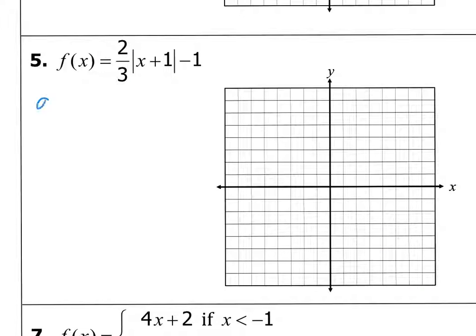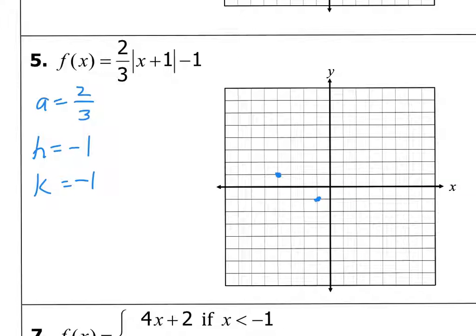Okay, here we have A equals 2/3. So since 2/3 is less than 1, we're going to end up with a compression. So it's actually going to be fatter, if you will, than the parent function. So we have A equals 2/3, we have H equals -1, and we have K equals -1. So our vertex is going to be at -1, -1, so it's going to be right here. And now we're going to rise 2, run 3. So when we rise 2 and then run 3, let's get rid of that other one. Rise 2, run 3, notice it's getting a little fatter.